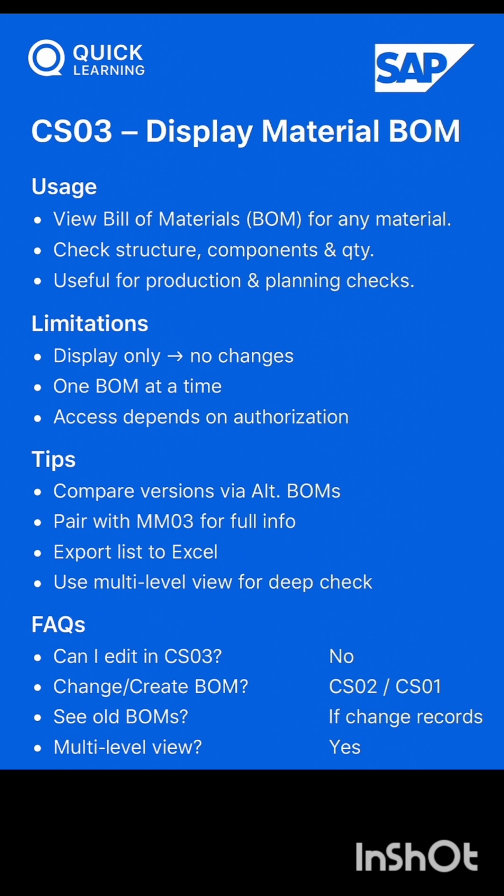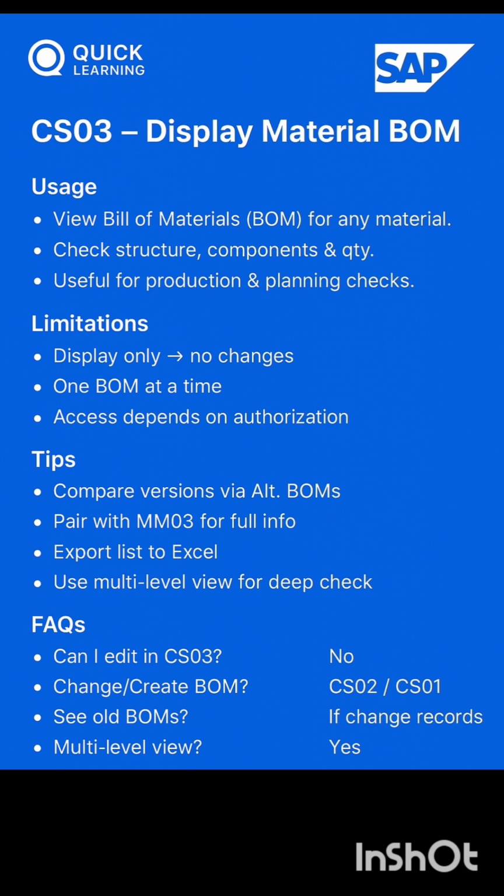Its limitations include you can view only one BOM at a time, and its access depends on authorization. In tips, you can compare versions via alt BOMs. You can pair with MM03 for full info. You can export the list to Excel.